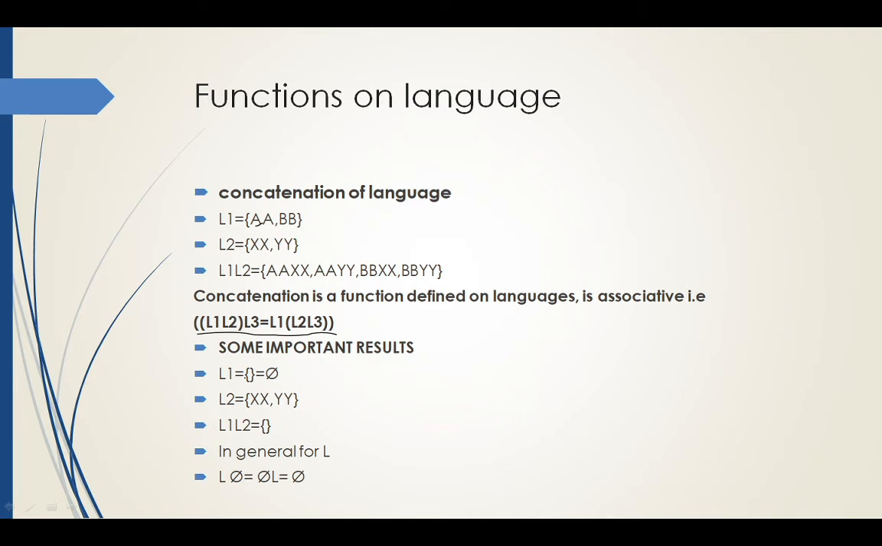Next we'll see some important results. L1 equal to empty open and close braces indicates this language doesn't have any strings, so it is the null set. When you concatenate L1 with L2, where L2 has XX and YY, what do you get? The empty set only, because null concatenated with XX gives null only, and null with YY is null only. So you'll get the empty set. In general, when you concatenate L with null, or null with L, you'll get null only.